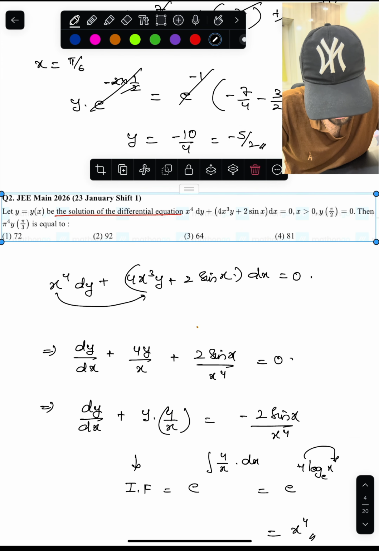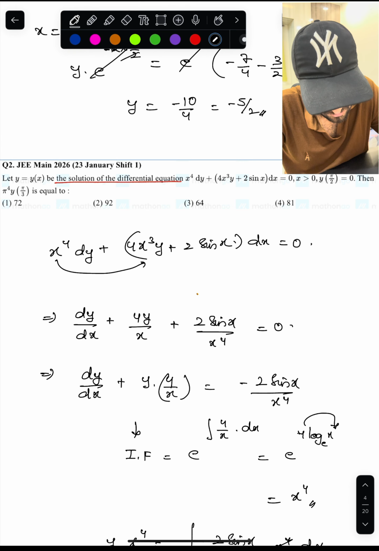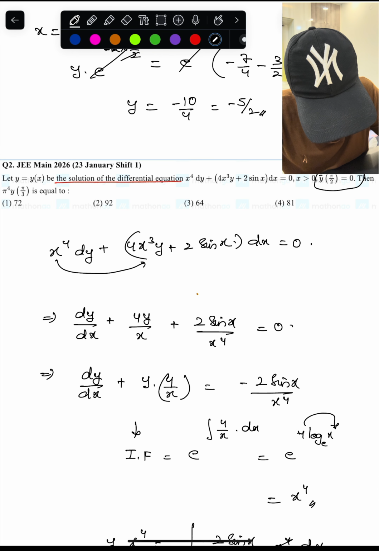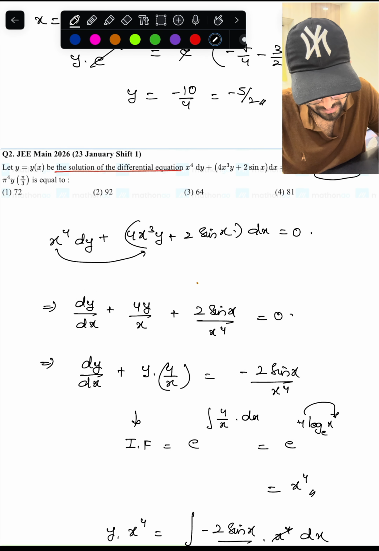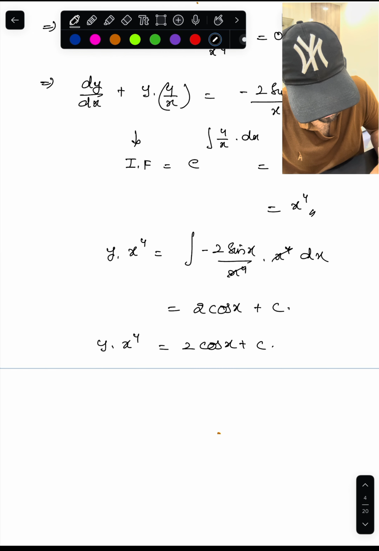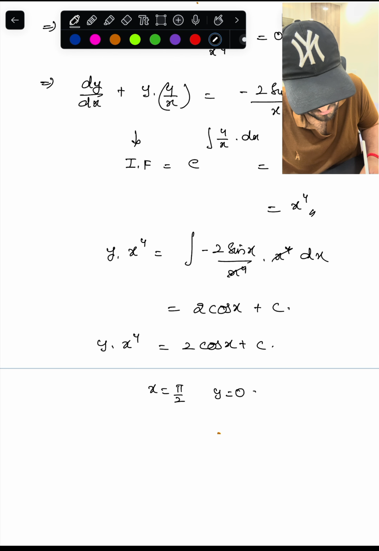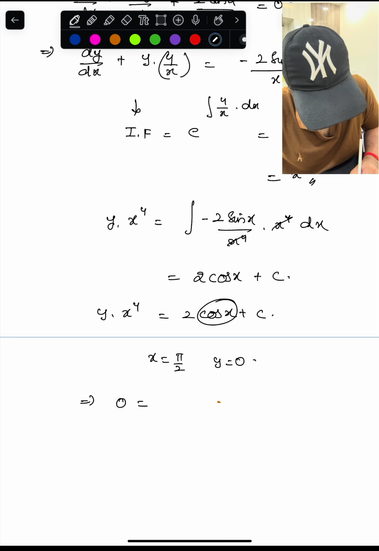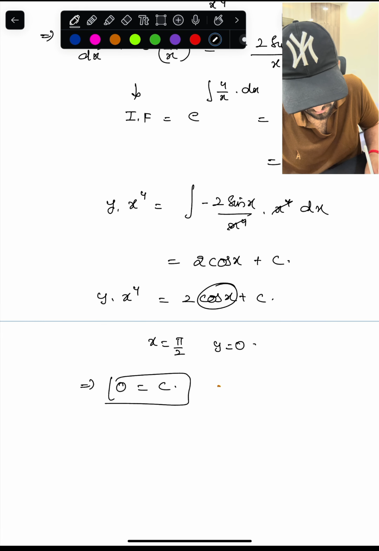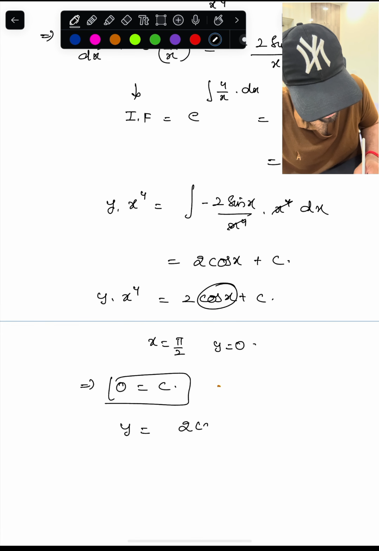So now what is given? For c, it is given that y of pi by 2 is 0. That means x equals to pi by 2, y equals to 0. So 0 equals to... cos of pi by 2 is 0, so c will be 0. So y equals to 2 cos x by x power 4.